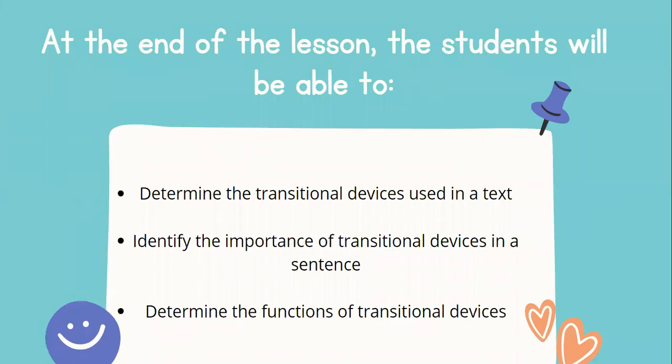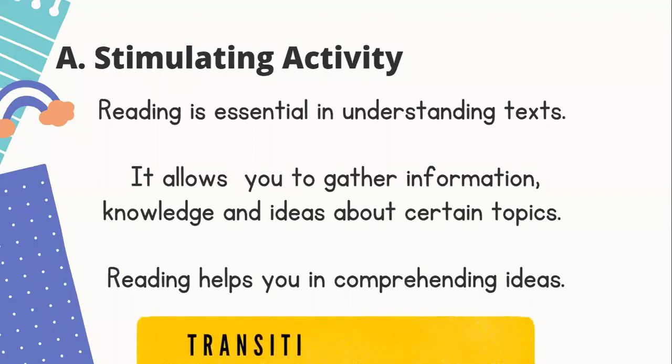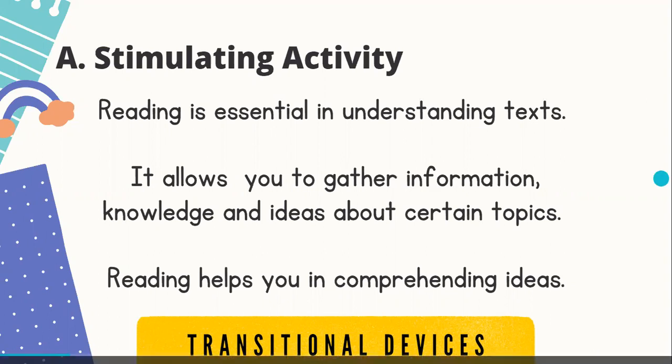Now, I'd like you to examine this set of sentences. Reading is essential in understanding text. It allows you to gather information, knowledge, and ideas about certain topics. Reading helps you in comprehending ideas. So what can you observe in those sentences? They have similar thoughts, right? If you connect them together, they will form a single thought with the help of the letters T and D. Very good. It is transitional devices.